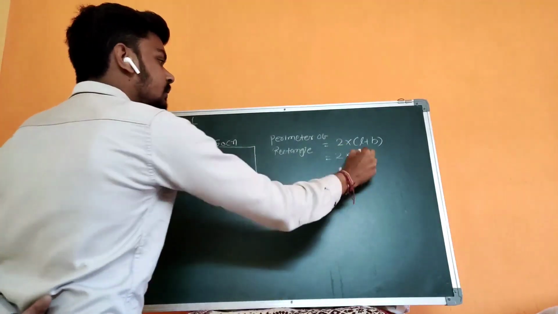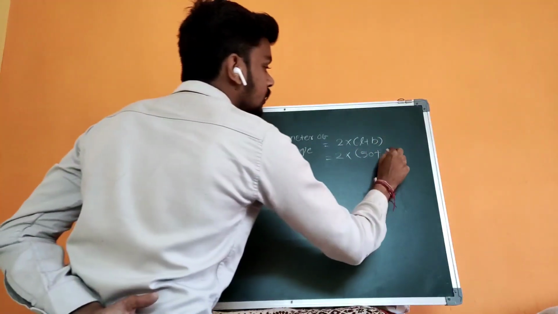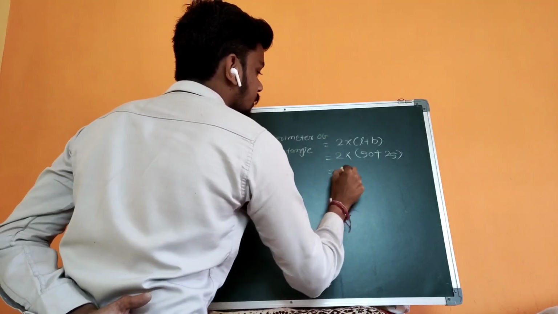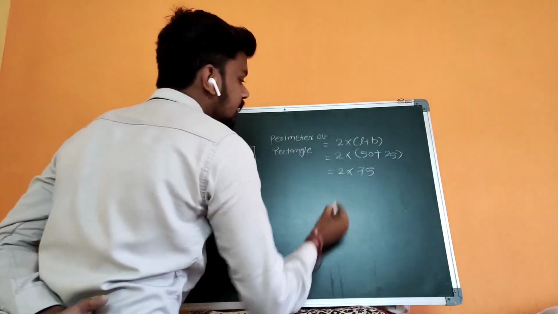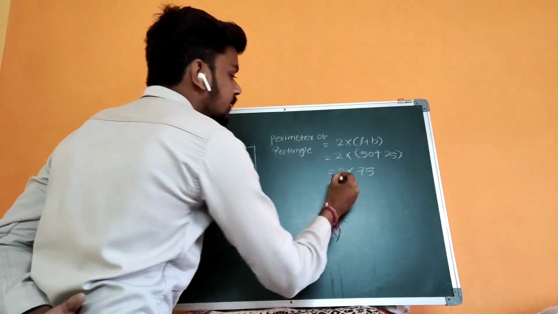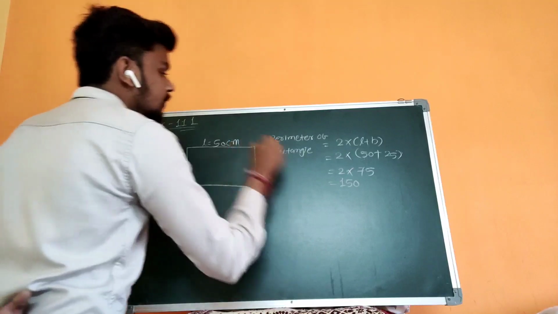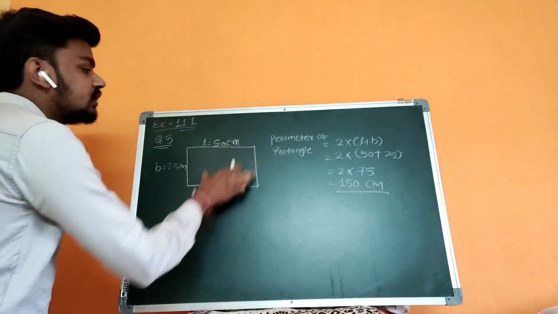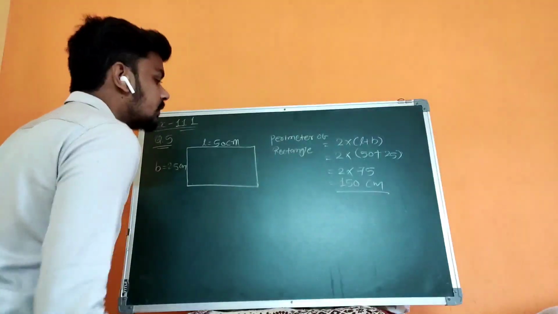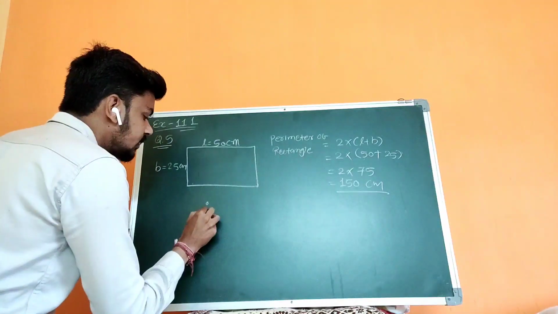2 multiplied by L is 50 plus B is 25. 2 multiplied by 50 plus 25 is equal to 75. 2 multiplied by 75 is equal to 150. And the unit is centimeter. Understood? Because this piece is measured in centimeter, so the unit of the perimeter is also centimeter.